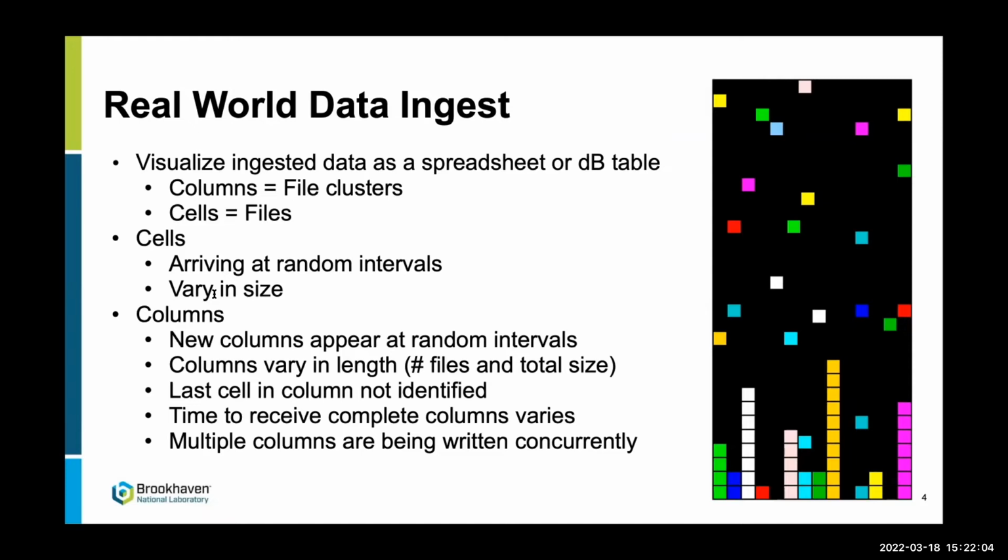The problem here is the way data is ingested, right? The way you can visualize data ingest is to think of the data coming in as a spreadsheet. Files are represented as cells. In the case of the picture on the right, little colored blocks are falling in from the outside. Columns are file clusters, right? So the cells are arriving at random intervals and vary in size. New columns appear at random intervals. Columns vary in height. And one of the big issues here is the last cell in the column is not usually identified in a stream of data coming in, right?